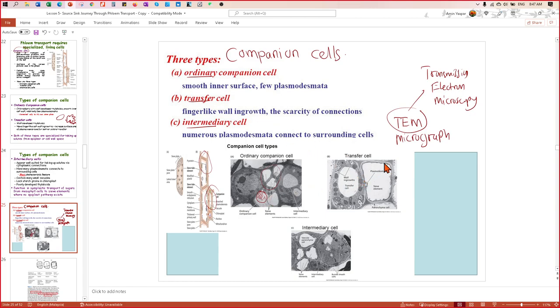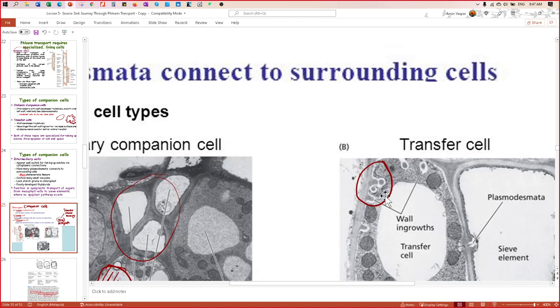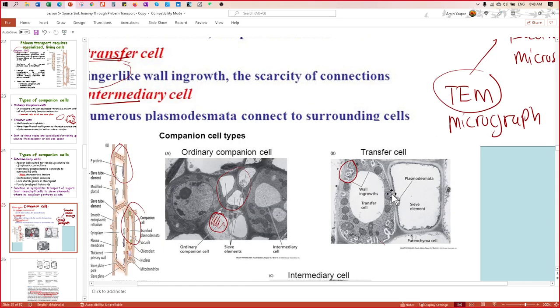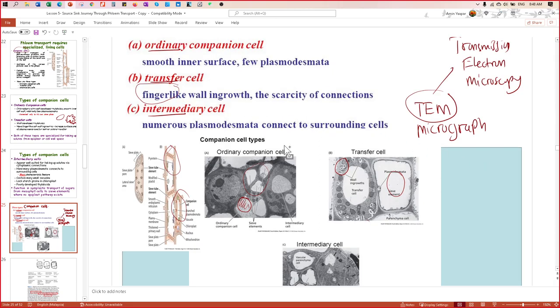What about the transfer cells? Remember, the transfer cell is finger-like, so it's very easy to identify. Where are the fingers? Here. Can you see the fingers? Yes, these are the ingrowths, or the fingers. And this is your sieve element. And finally, your intermediary cells.